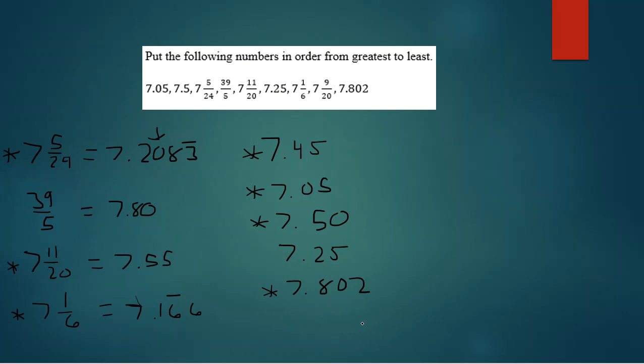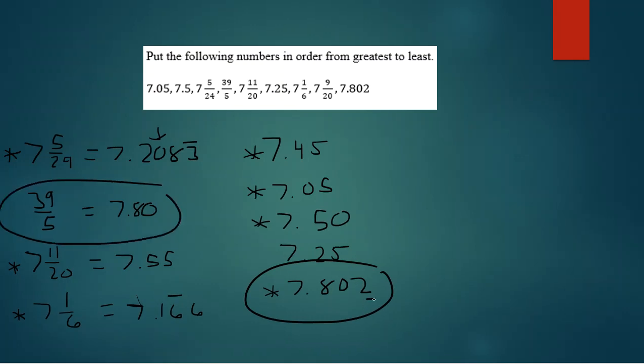Okay, so now we need to order these from greatest to least this time. Okay, so as we look at these, the very biggest amount that we have here would be this one right here. These two are similar, aren't they? But because this one has a 2, it's actually bigger than this one. Okay, so 7.802, that's our biggest. And then our next one is the 39/5. Okay, because we're going greatest to least.